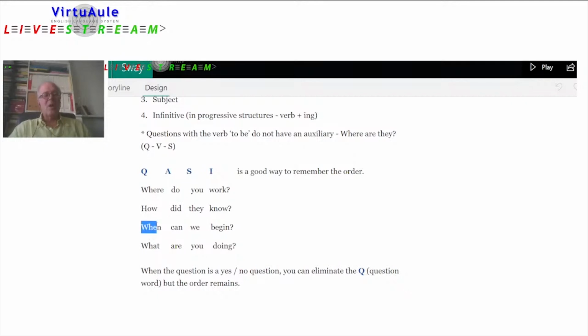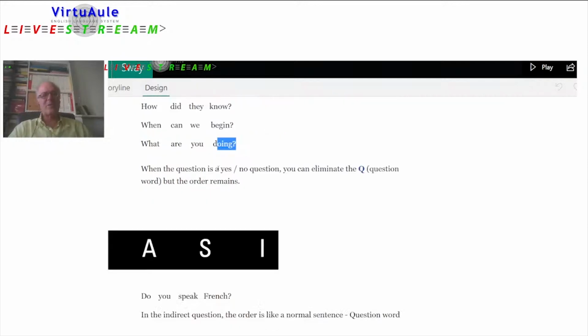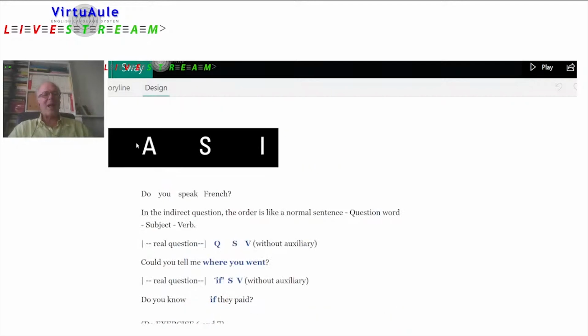When can we begin? Question word, auxiliary, here's the auxiliary can. We is the subject, begin is the infinitive. What are you doing? What is the question word. Are is the auxiliary in this case for the verb with the ing form. This is not the infinitive, but it is the verb in the ing form. When the question is a yes-no question, we can eliminate the question word, but the auxiliary always remains. Do you speak French?